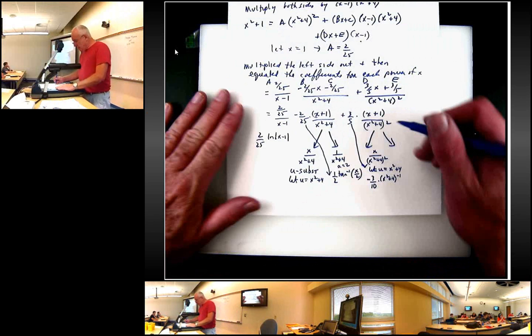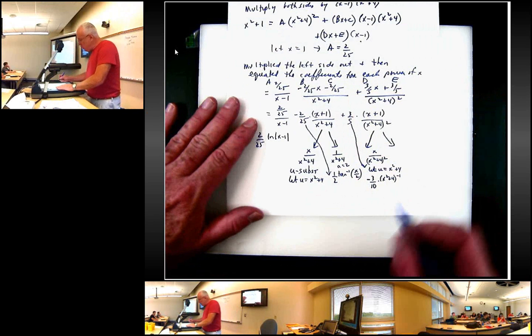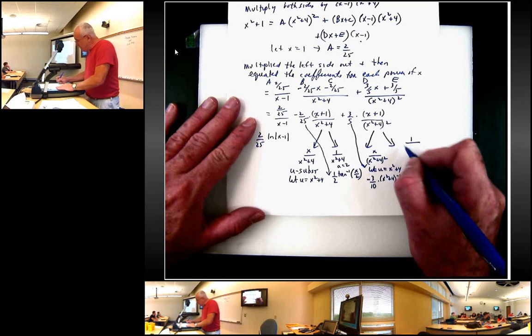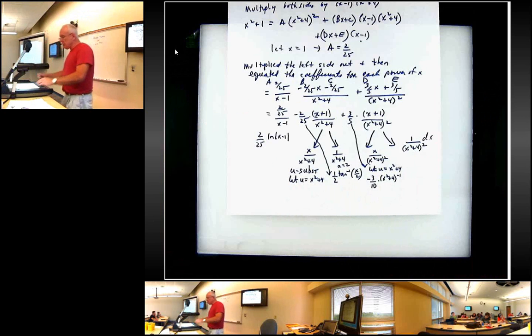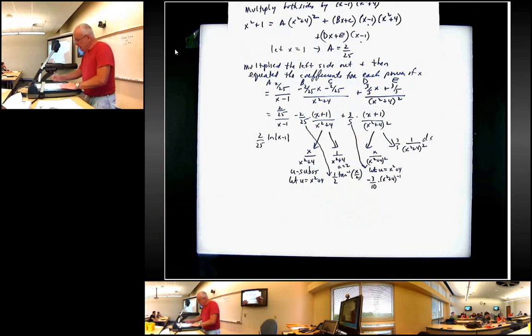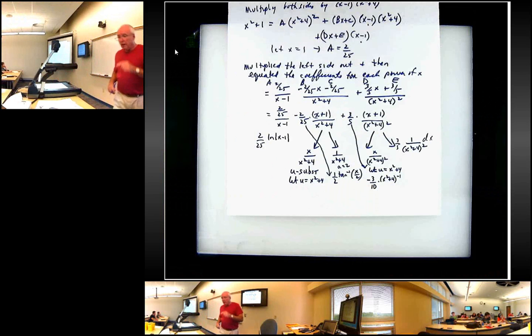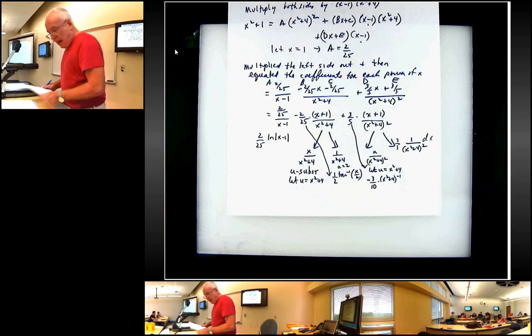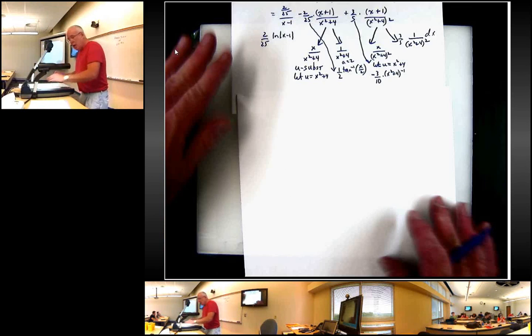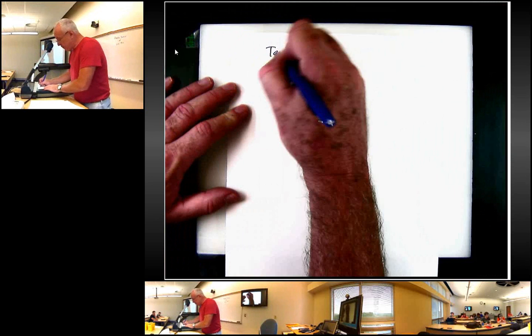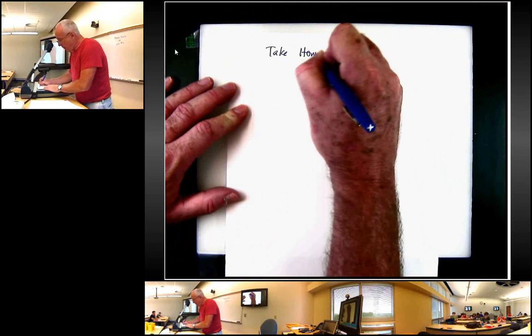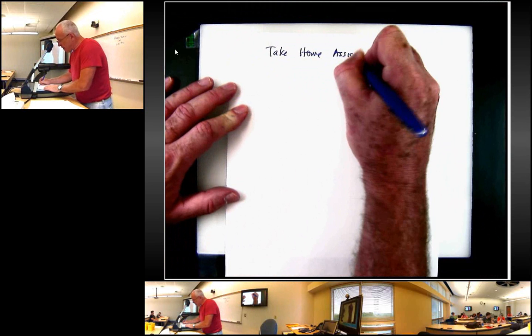Okay. Then, last but not least, we have the second part of this one. This is 1 over (x squared plus 4) squared dx. And of course, it's multiplied by 3/5 also. I need to mention that. All right. Now, I've gotten the antiderivative of this, but I'm going to give you this as a take-home assignment. So alert, take-home assignment. It's worth 10 points.